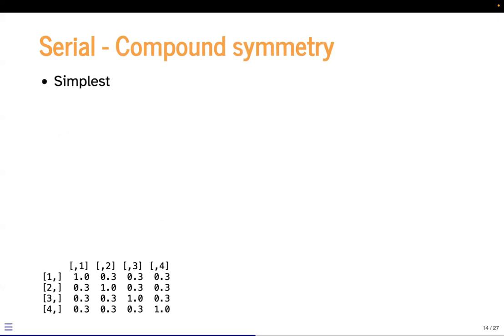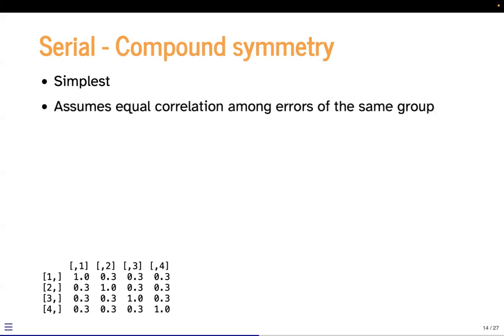So of all the correlation structures that we allow to be computed, compound symmetry is the simplest one. It assumes equal correlation among errors of the same group. Let me take a quick moment to dissect that sentence a little more. First, what do I mean by a group? That's an important thing to know.